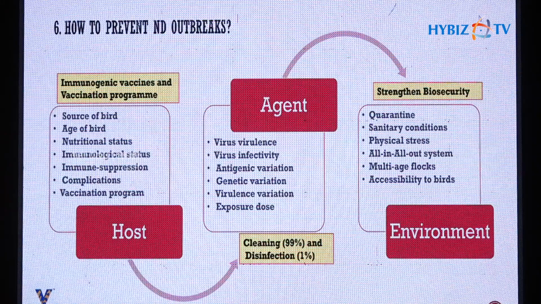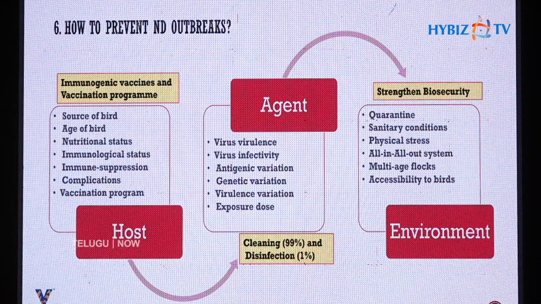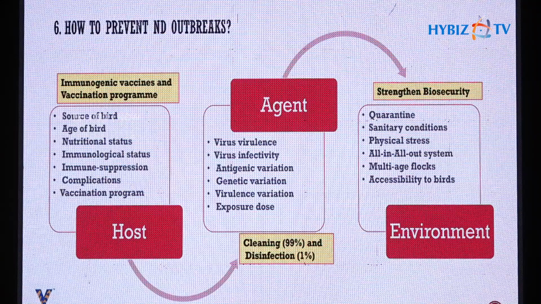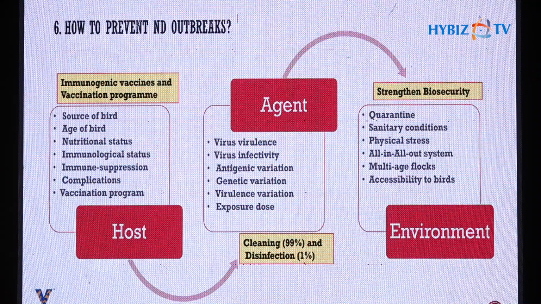Lastly, how to prevent ND outbreaks, with everything I have covered during my presentation. The host factor, the agent, and the environment play a very important role. The immunogenic vaccines and the vaccination program which I discussed are very important. We need to understand the source of the bird, age of the bird, nutritional status, all those things. And then the virus as such, with the emergence of the new virus, we have to have proper cleaning and disinfection, that is biosecurity, so that the virus doesn't enter our premises.